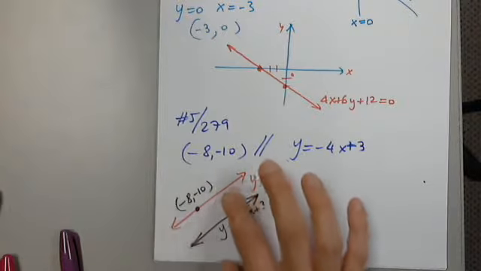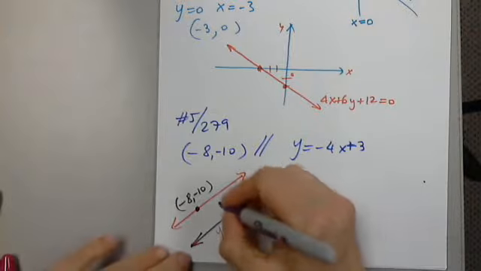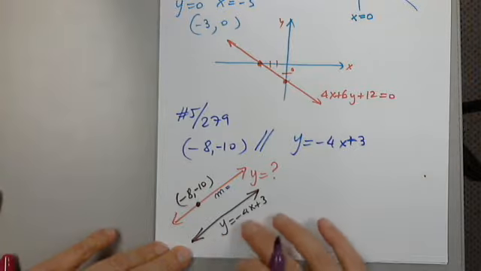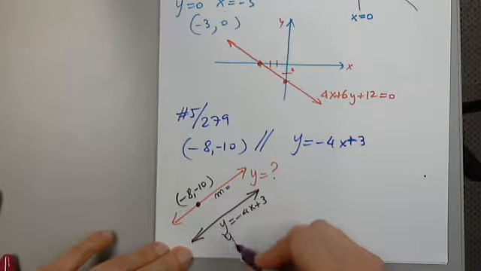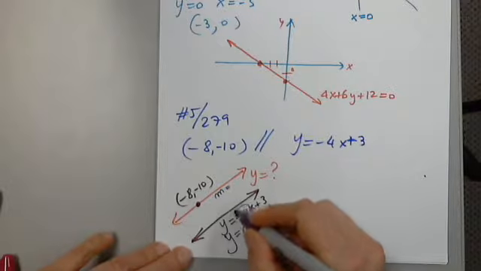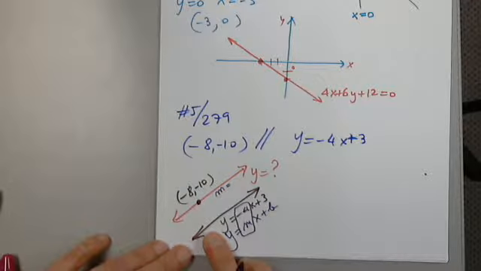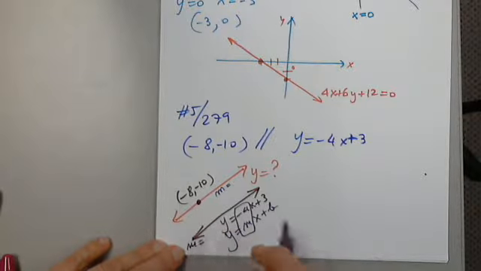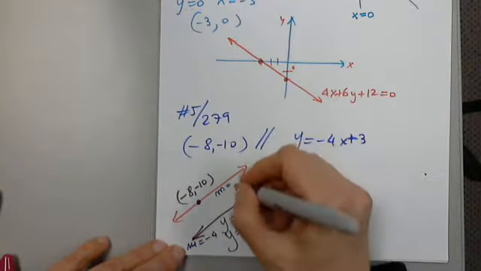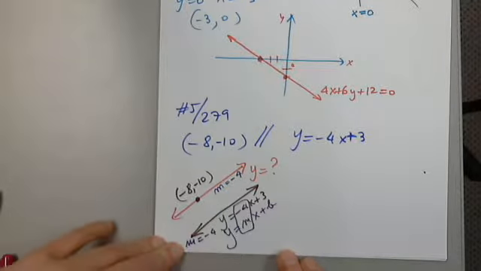Is there any way I can determine this? So would you agree that the slope is given to us indirectly? So how do I read the slope from this line? I compare it to the slope-intercept form, and I realize that the number in front of x must be the slope of the given line. So the slope of the given line is -4. Since these two lines are parallel, can I assume that this slope is also -4? Yes. Because they are parallel.